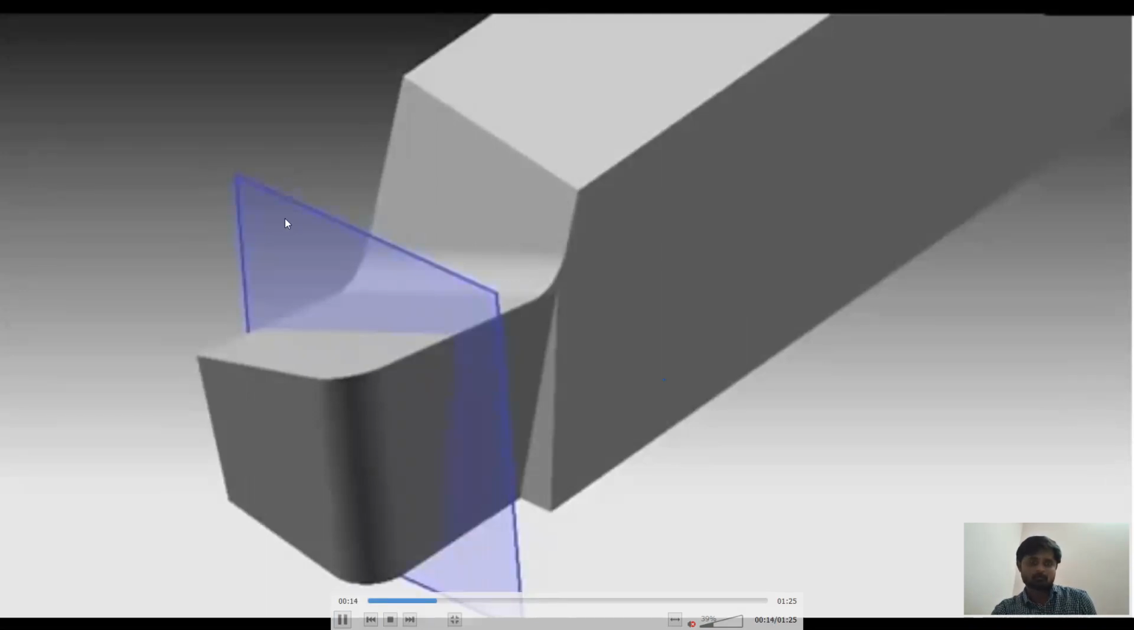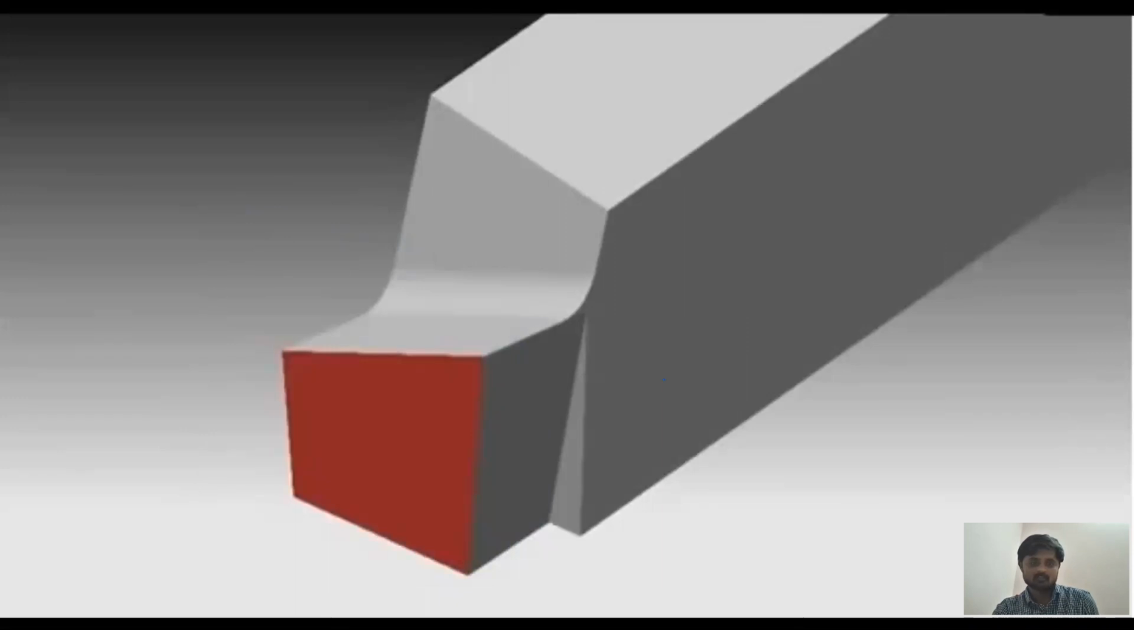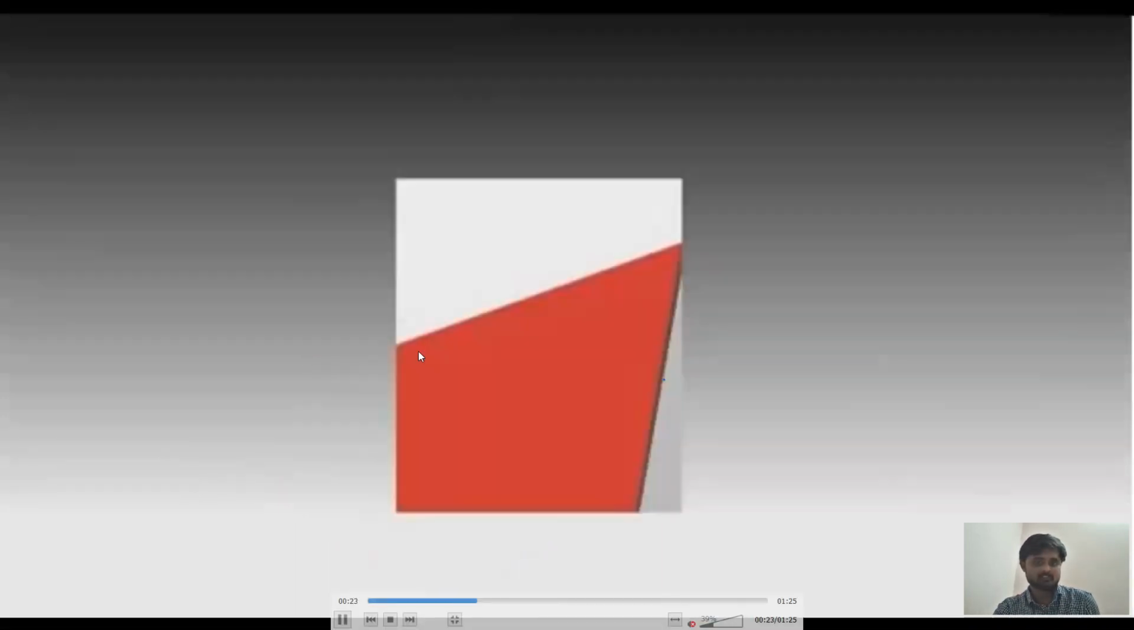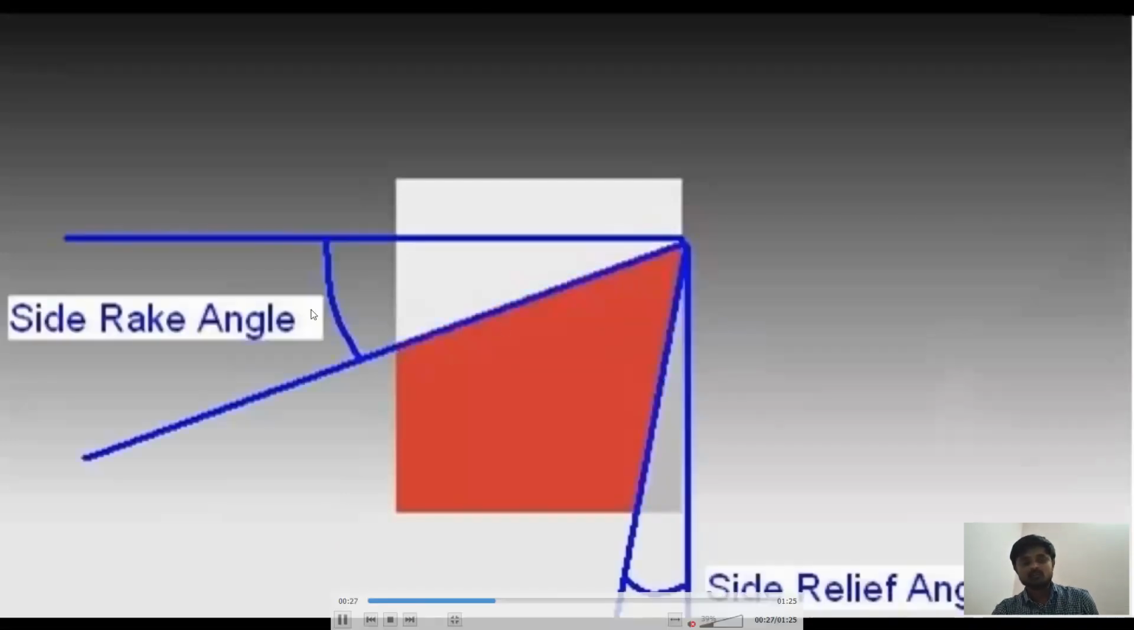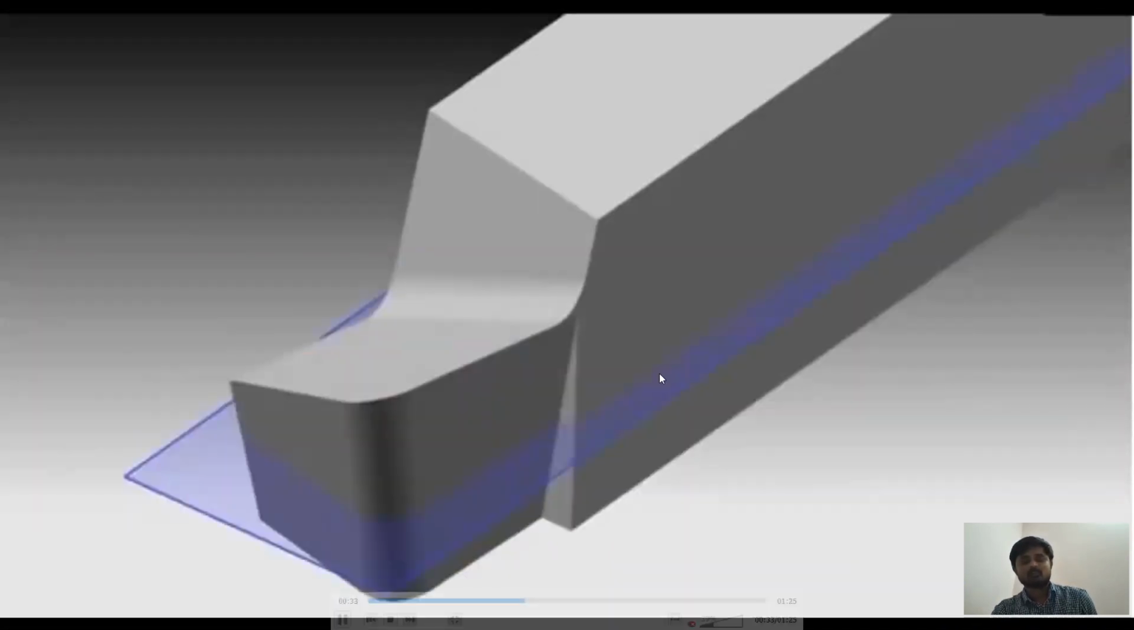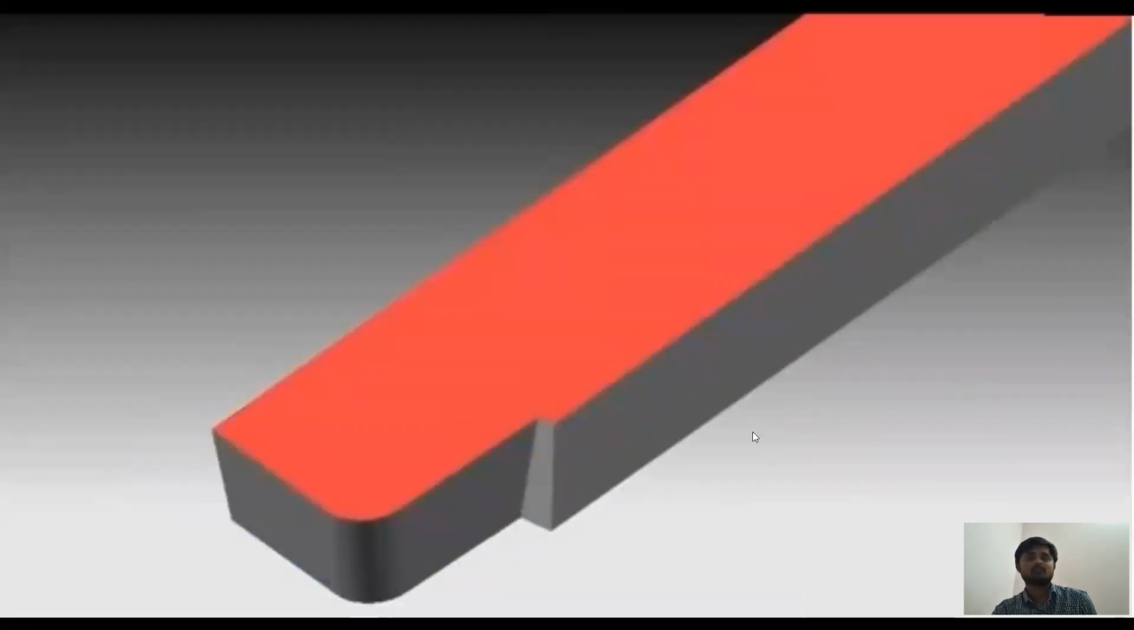Here we draw one plane which is perpendicular to this cutting edge, and if you cut the cutting tool using that cutting plane, we'll get some idea about the angles. Now this is the side rake angle, and this is the side relief angle, and this is the one plane which is parallel to the base of the cutting tool.